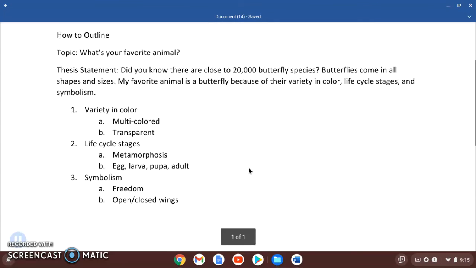And lastly, in the third body paragraph, it would highlight that my favorite animal is a butterfly because of the symbolism. Butterflies represent freedom. Sometimes, depending on the butterfly's position, open or closed wings, that also tells a lot about that butterfly or the meaning behind that. And then lastly, once we elaborate on that as well, it would be a conclusion, which is wrapping all of that together.